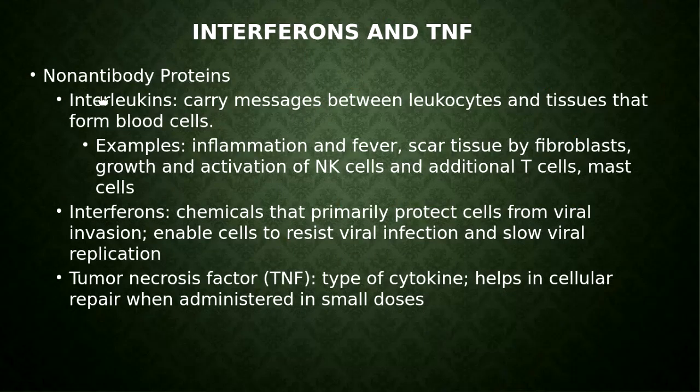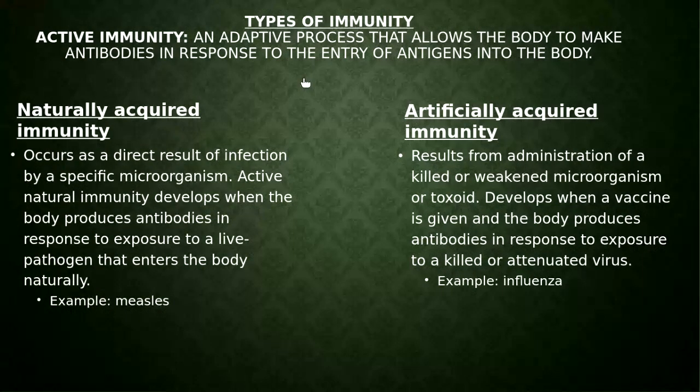So you have some non-antibody proteins: interleukins, interferons, and then your tumor necrosis factor. These are types of cytokines that help with cellular repair when administered in small doses. But more importantly, we're going to talk about immunity. So first, we're going to start with active immunity.